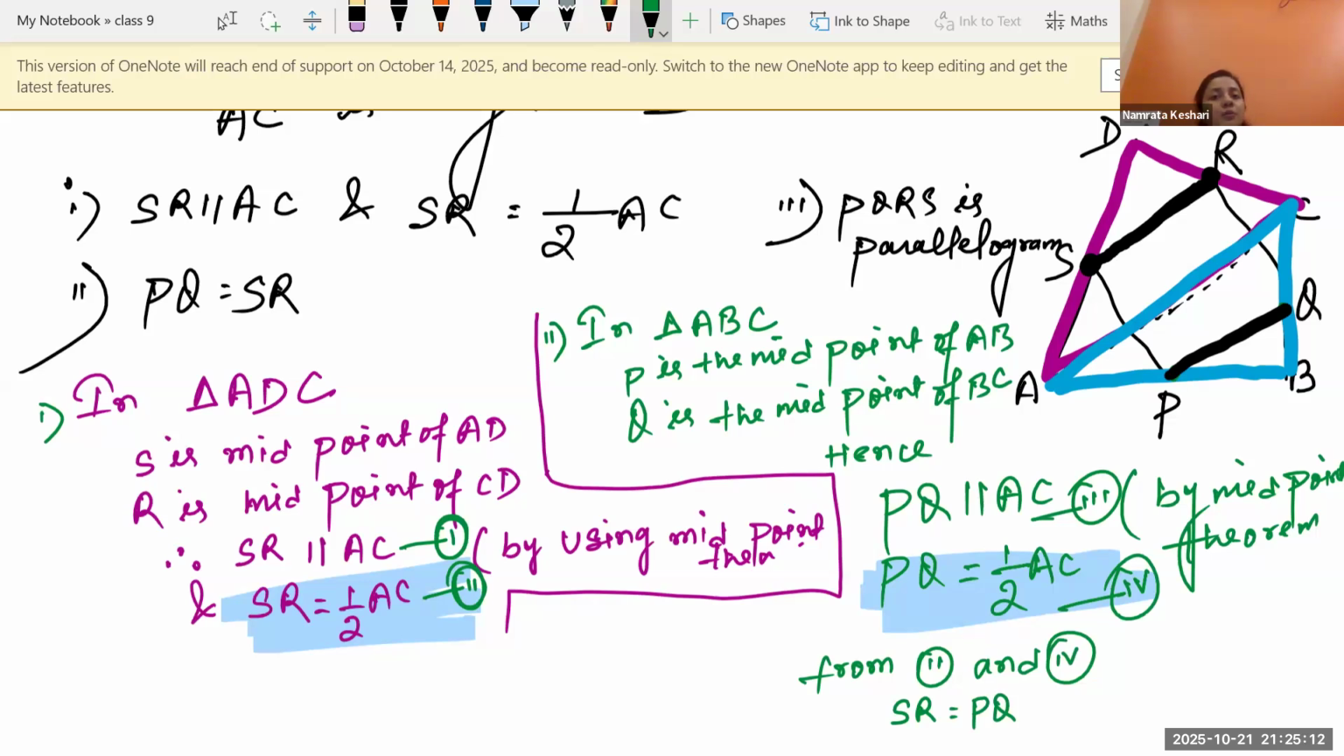Now we have to do the third part. So see how we have approached the second part. We have taken this extra triangle by ourselves, just to land at the condition which we are supposed to prove. Clear?